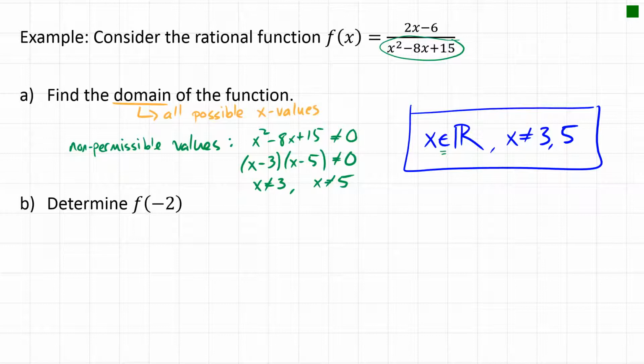Another type of question we might be asked is to evaluate the function at a certain x value. What is the value of the function when x is equal to negative 2? You can see that x has been replaced with negative 2, which means x is equal to negative 2. So f of negative 2 means that we're replacing wherever x was with negative 2 in the function.